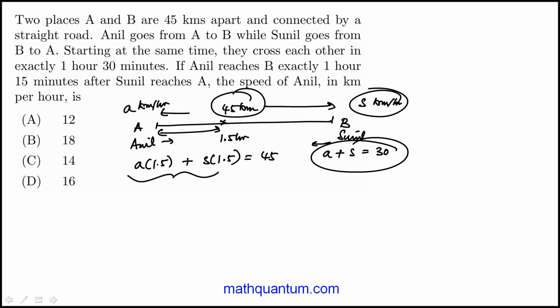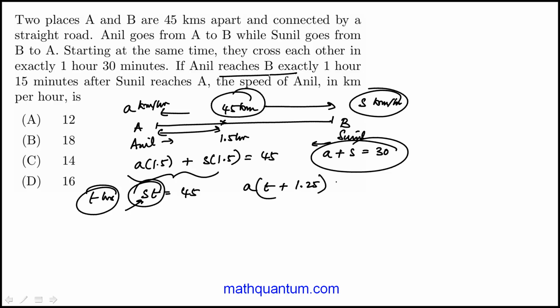The next relationship is that Anil reaches B exactly 1 hour 15 minutes after Sunil reaches A. So let's say Sunil reaches A in T hours. That would mean S times T is 45, his speed times the time. And then Anil would take T plus 1 hour 15 minutes, which is 1.25 hours. If I multiply by Anil's speed, that would also need to be equal to 45. So these are my 3 equations and 3 unknowns.